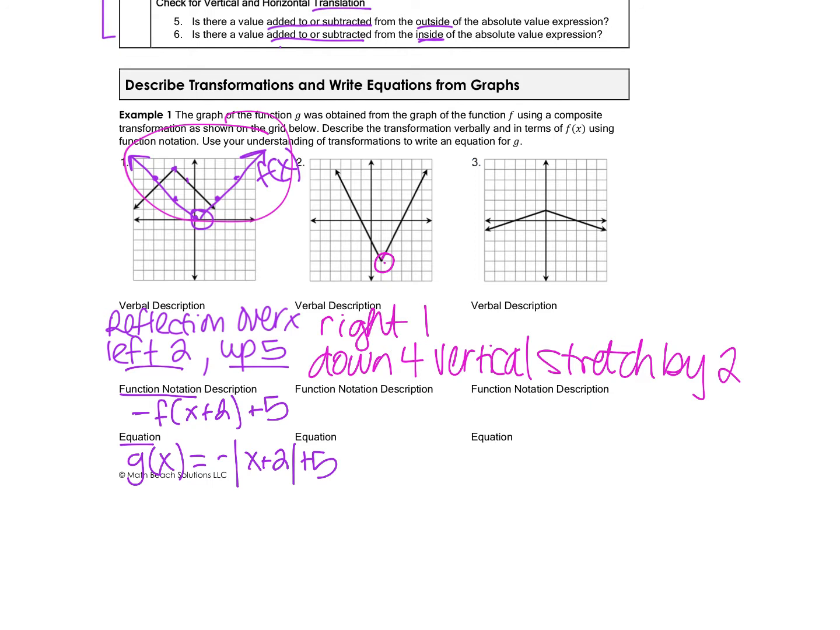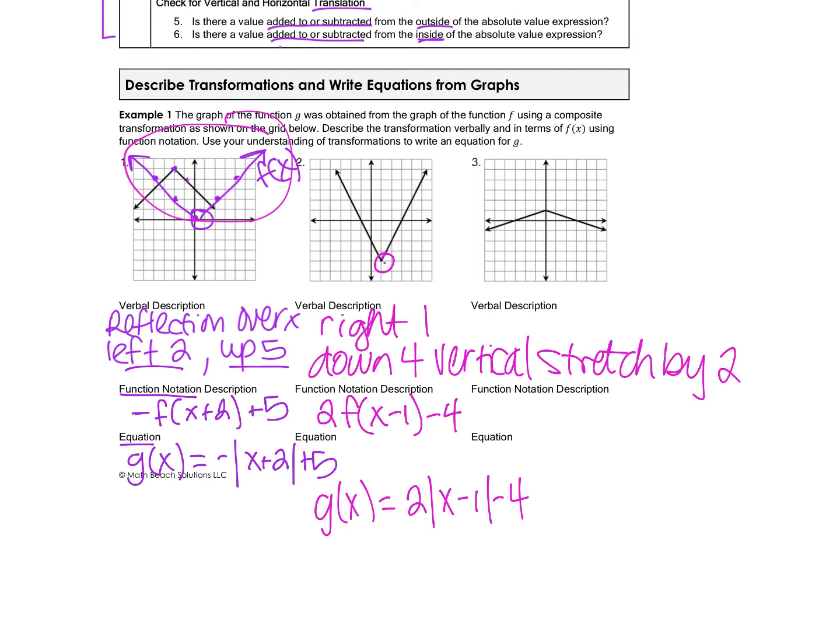Okay, so writing your function notation, we're using f. First thing, the stretch by 2 goes on the vertical, on the outside. And then on the inside, we're going right 1, which means the opposite, so we're subtracting 1 on the inside with the x. And then we're going down 4, which means you're subtracting 4. So there's our function notation description. And then we'll actually write our equation. I have g of x. There's a 2 in the front. I have the absolute value bars, and then x minus 1, and then minus 4. So you're having to look at your graph, find your transformations, and come up with your equation based on your new graph.